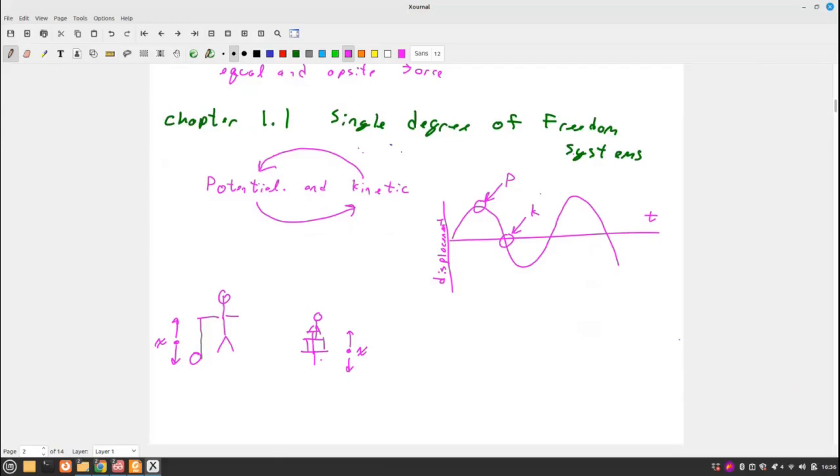You could have systems that don't just go up and down, that go in one direction, right? So we could have a door, and that door is on a set of hinges connected to a wall.